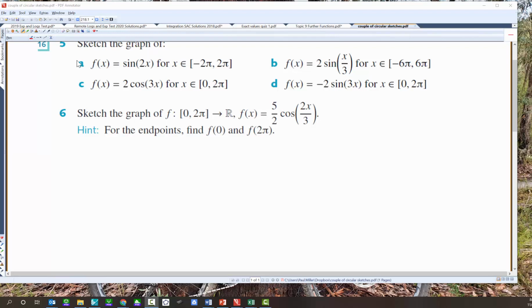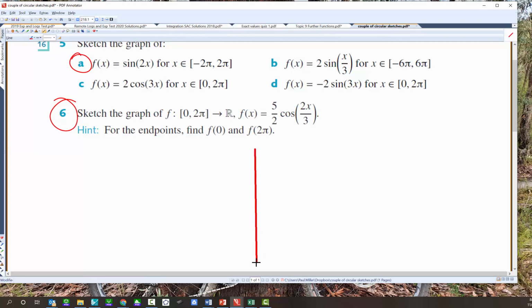Okay, so just had a couple of questions about sketching trig functions. So I'm just going to go through 5a and question 6 from Cambridge. So we've got f of x equals sine 2x, and we've got a domain of negative 2 pi to 2 pi. So let's get a Cartesian plane up and running and start sketching it.